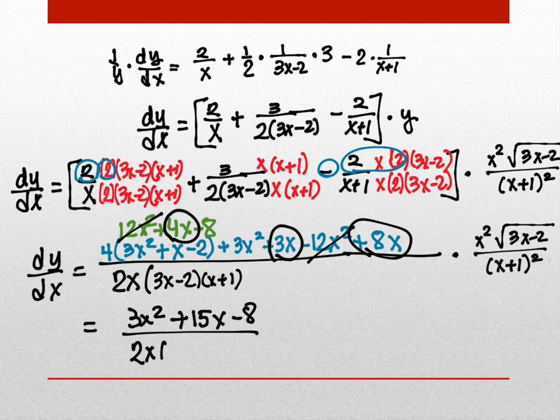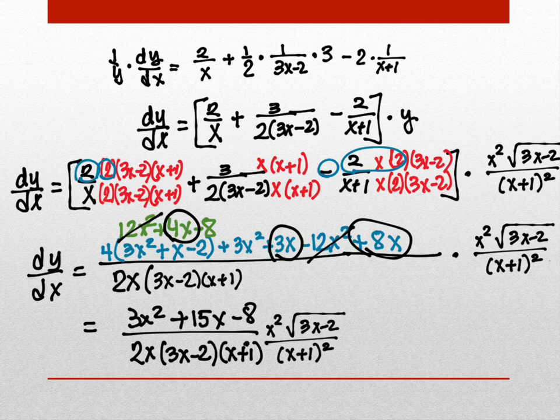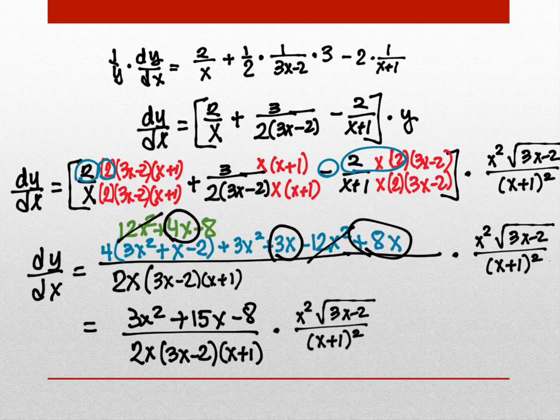And it's over 2x times 3x minus 2 times x plus 1. It collapsed a lot. And then we have times our x squared and our square root of 3x minus 2, our x plus 1 squared. Okay, so some of these pieces are going to cancel from here and collapse really nicely. So I've got the x squared here and I've got an x over here. So one of those is going to cancel. So that's going to leave me with one of these x's up here.